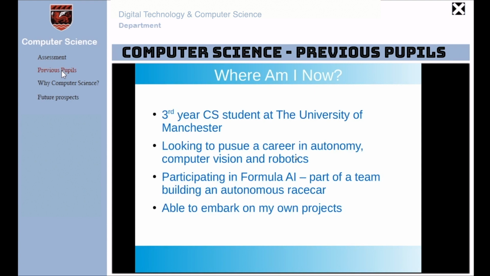Hello, my name's Oliver. I'm an ex-student from the Allen Sixth Form and I studied computer science at AS and A-level. Currently I'm a third year computer science student at the University of Manchester, and I'm hoping to pursue a career in autonomy, computer vision and robotics. Alongside my studies, I'm part of a team building an autonomous race car as part of Formula AI, and I'm also able to embark on my own projects that I want to work on based on the experience and knowledge I've picked up throughout my studies of computer science.